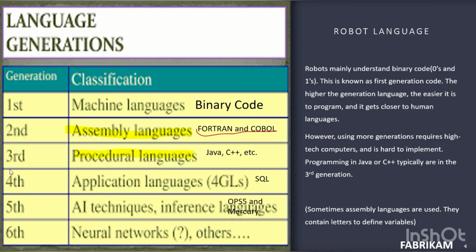So we only go to the fifth generation language because it's more of AI techniques. This is stuff that our generations are still learning, whereas the sixth generation is something that still hasn't been tapped into. It still needs to be discovered almost. So using more generations requires high-tech computers and is hard to implement.